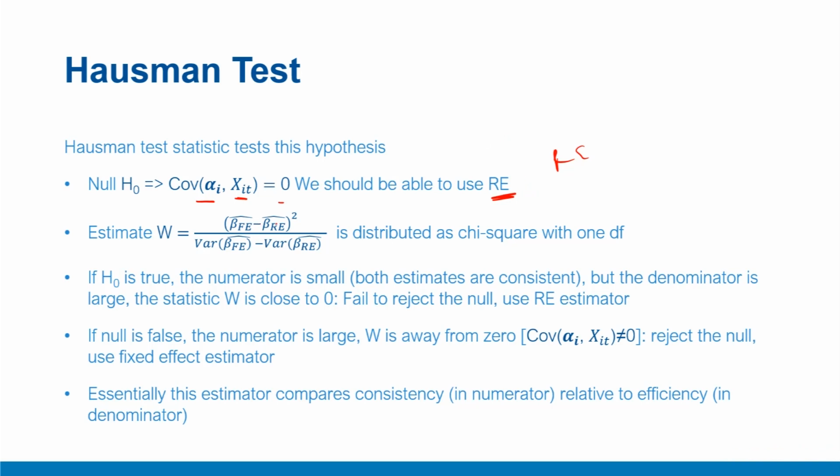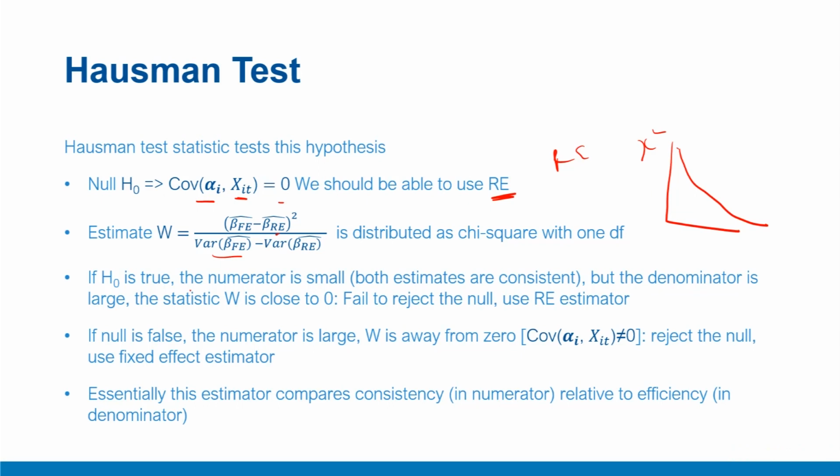The test is designed in a manner that in the numerator you have the difference between the fixed effect and random effect estimates, and the denominator has their variances. So this statistic is distributed as a chi-square with 1 degree of freedom. It appears something like this, the chi-square statistic with 1 degree of freedom.